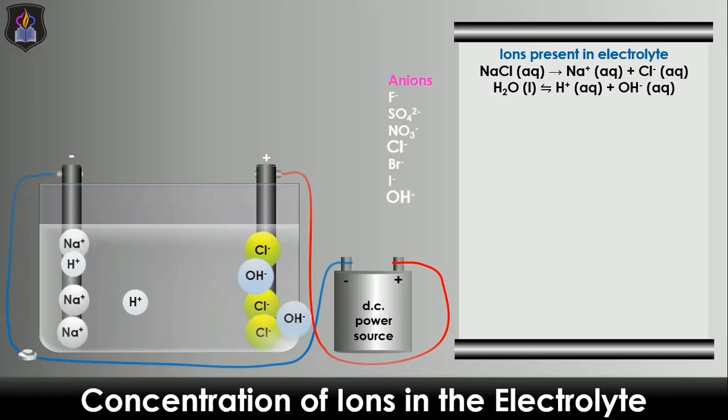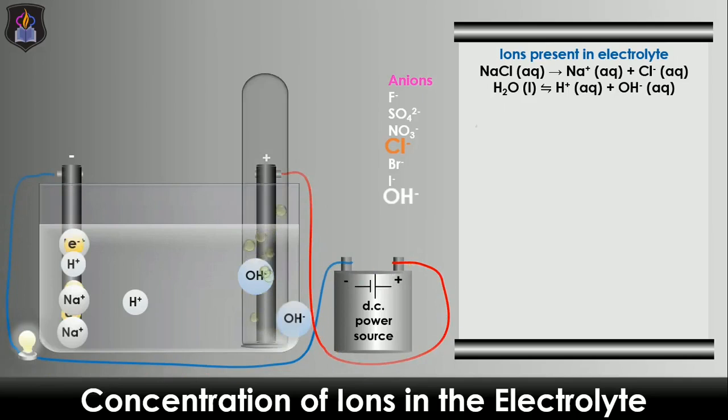At the anode, the chloride and hydroxide ions compete for discharge, and chloride ion is preferentially discharged due to its higher concentration. The chloride ions undergo oxidation to form chlorine gas, liberated as a greenish yellow gas at the anode.